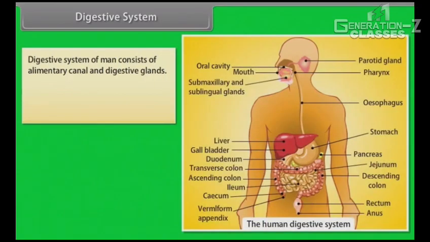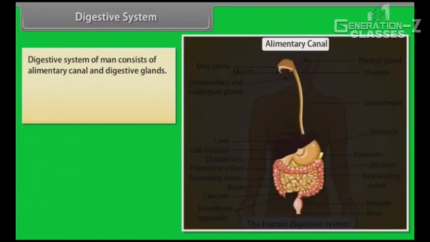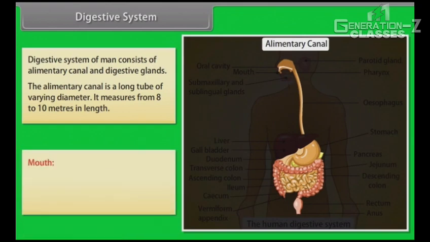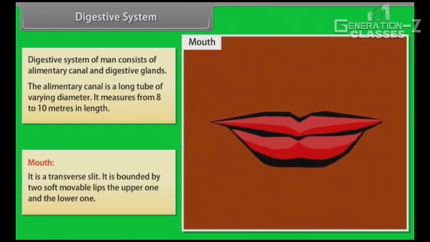The digestive system of a human consists of the alimentary canal and digestive glands. The alimentary canal is a long tube of varying diameter. It measures from 8 to 10 meters in length. The first part of the alimentary canal is the mouth. It is a transverse slit. It is bounded by two soft movable lips, the upper one and the lower one.